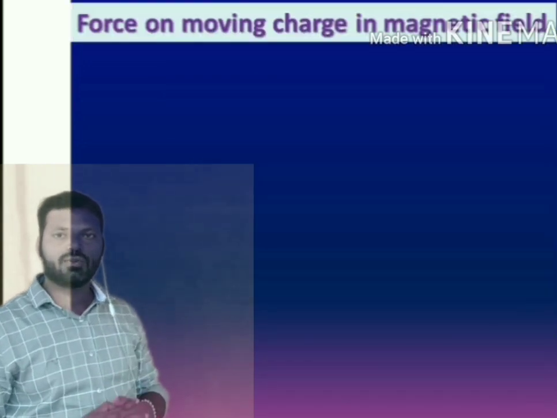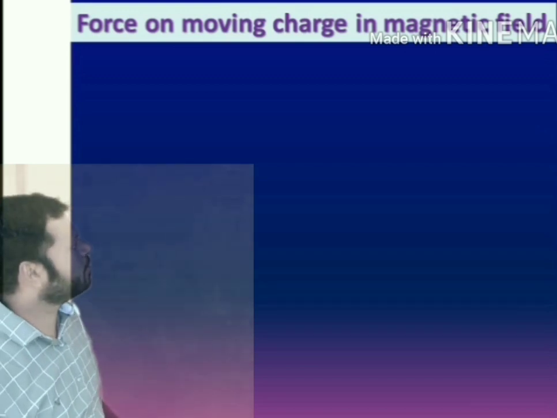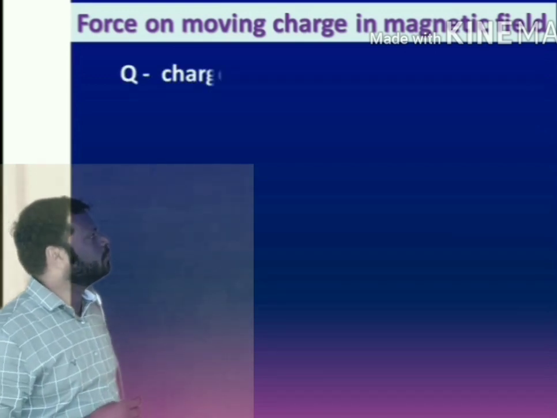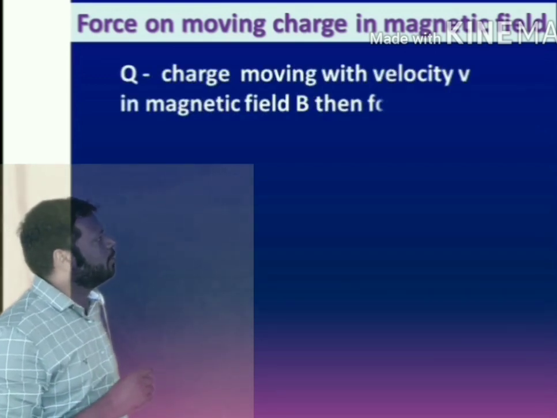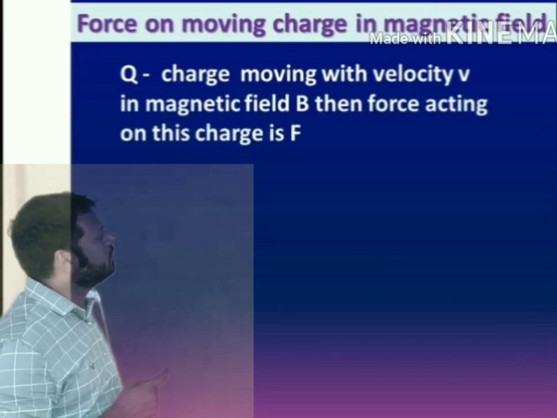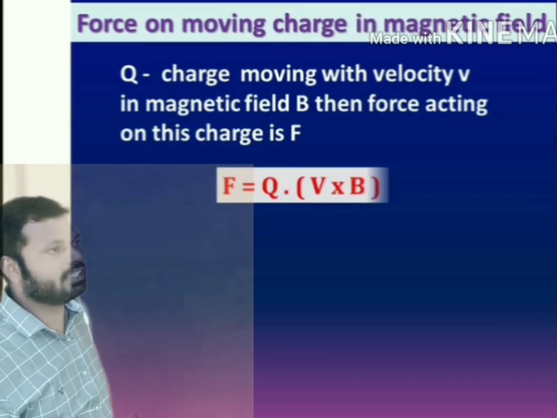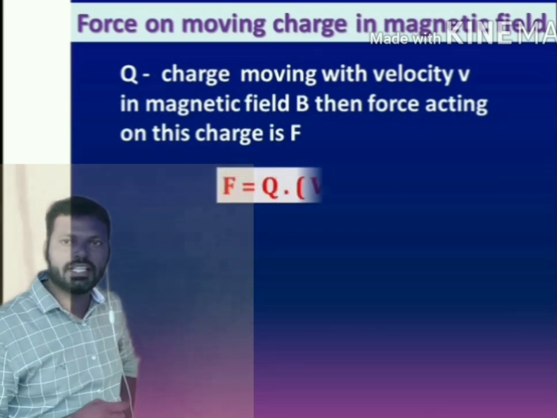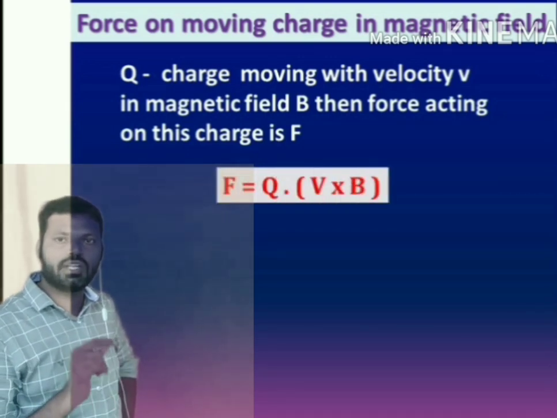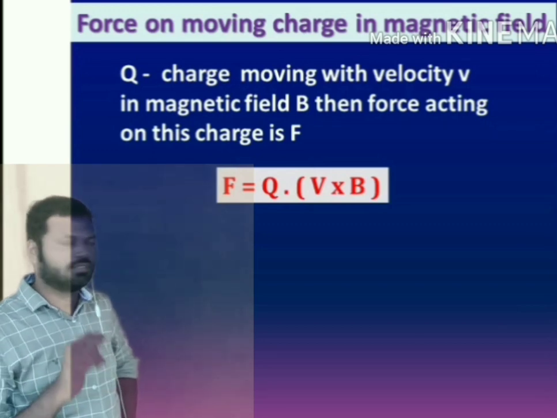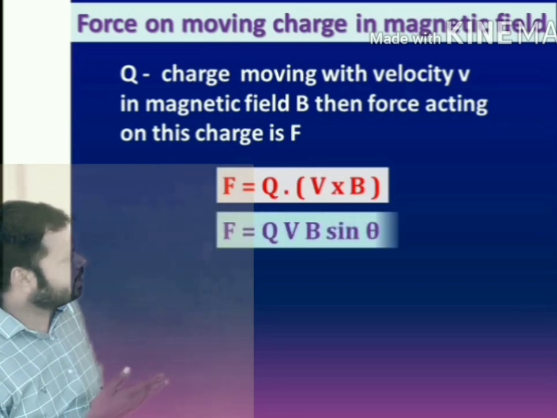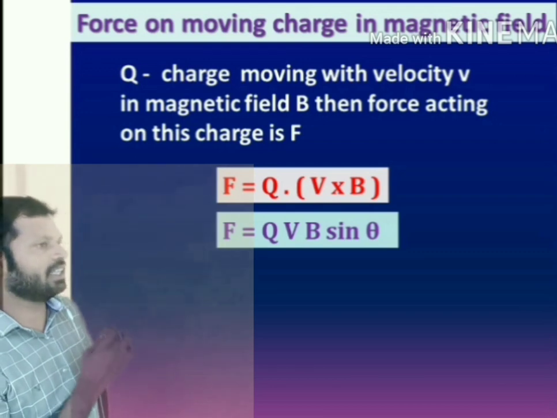Next, the force acting on a moving charge in magnetic field. Let us suppose Q be the charge moving with velocity v in a magnetic field of induction B. Then the force acting due to magnetic field on the charge is given by F is equal to Q (v cross B). If you remove the cross product, use sin theta: F is equal to QVB sin theta.